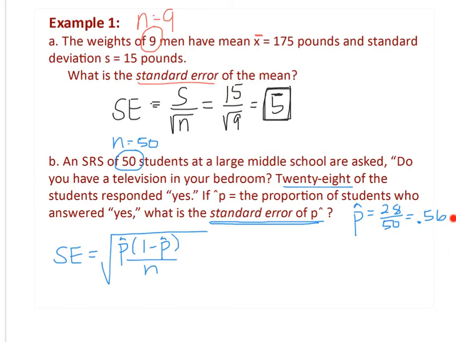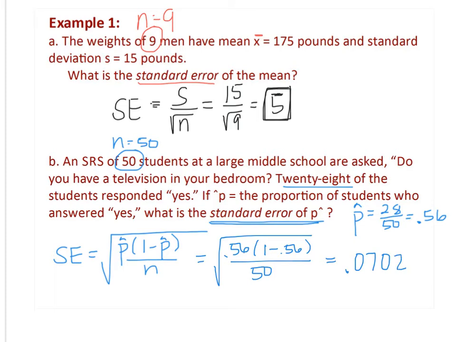Don't change that to a percent, because I'm going to take that decimal and throw it into my equation for P hat. So I get the standard error is 0.56 times 1 minus 0.56 over N, which is 50. And that gives me a standard error of 0.0702. So this is my standard error for proportions.